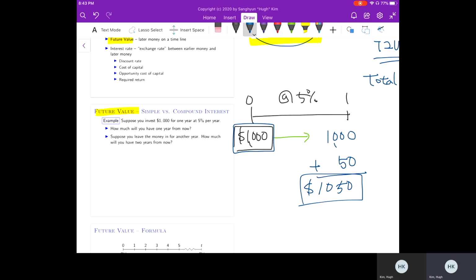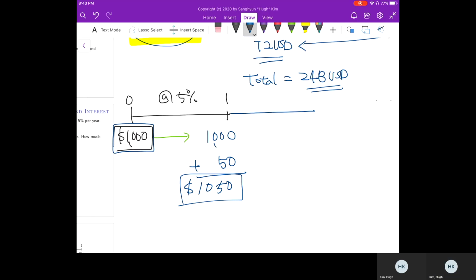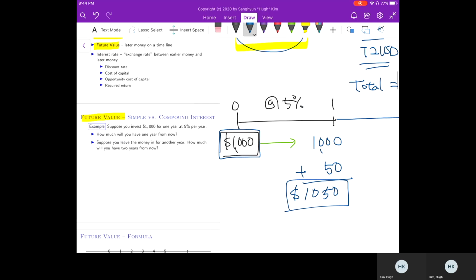How about if you leave the money in for another year? Then how much money will you have 2 years from now? Okay. So it depends on how interest is computed. There is simple interest, and also there's compound interest. There are two types of interest. So after one period, it depends on how interest is calculated.